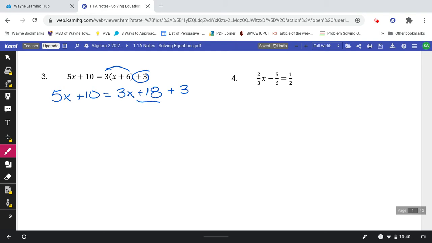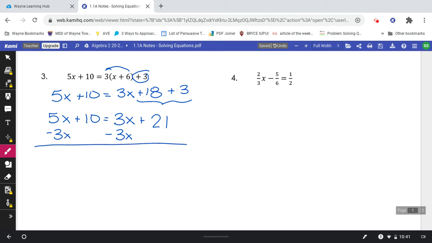Then I have these two terms, which are just regular numbers on that side. I'm going to combine them. I don't have to do the opposite here. I just have to do what it says. Positive 18 plus 3 makes 21. And I'm going to drop everything else down. Then subtract the 3x from both sides. I'll give you guys a moment to finish that problem.